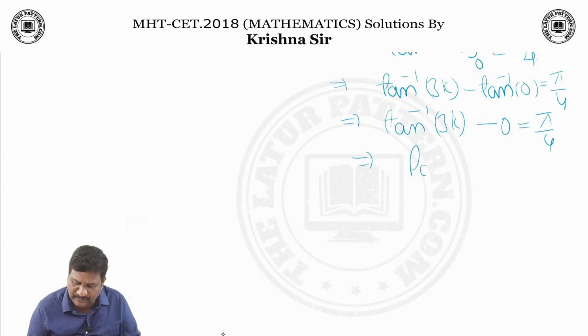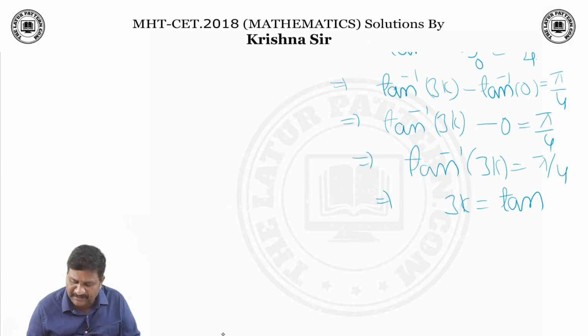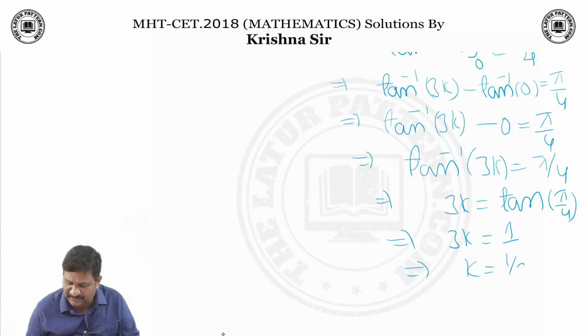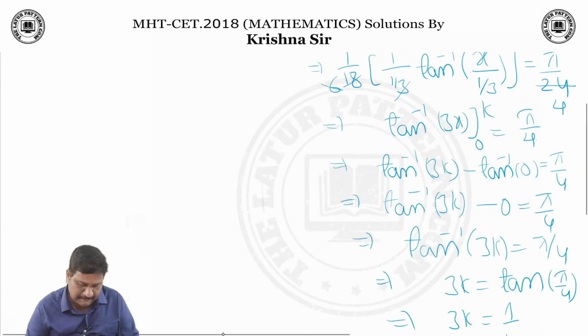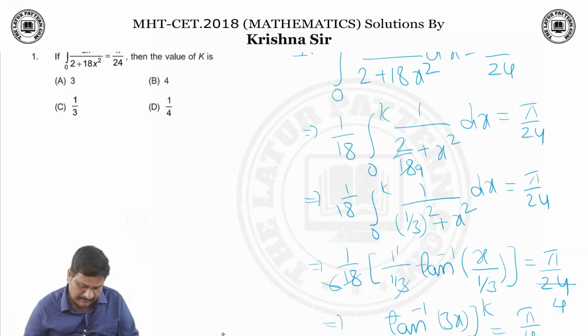Then tan inverse 3k is equal to pi by 4, and 3k is equal to tan 45 when we take tan to this side. So 3k is equal to tan 45, which is 1, and k is equal to 1 upon 3. So from our options the answer is C.